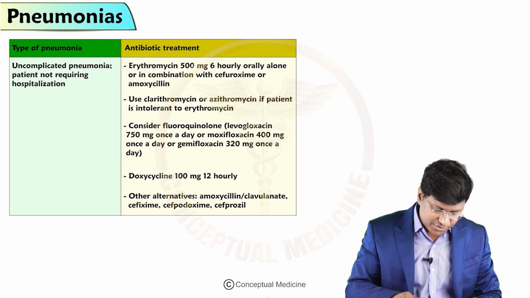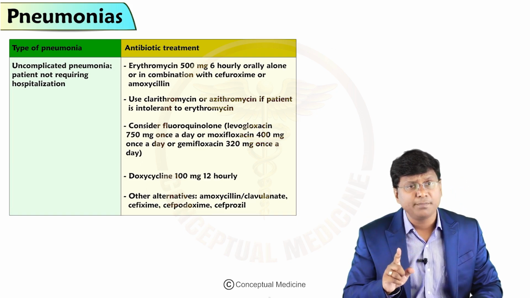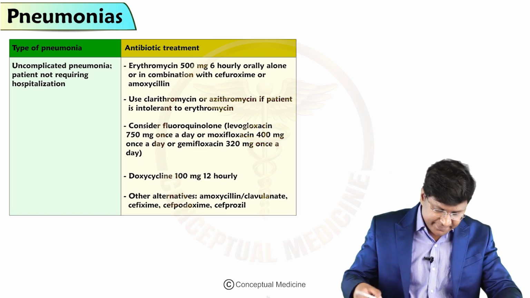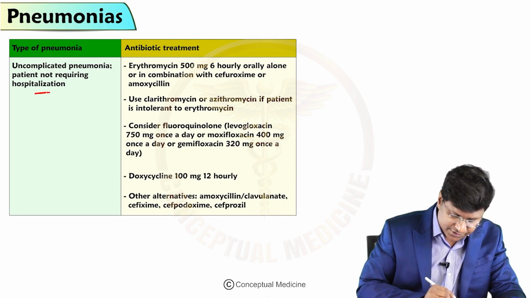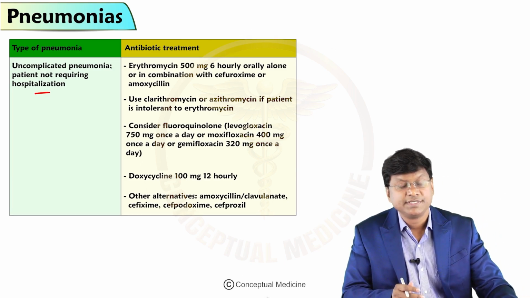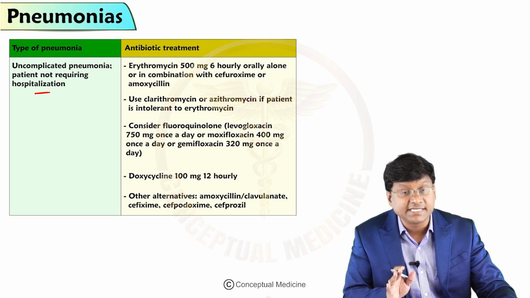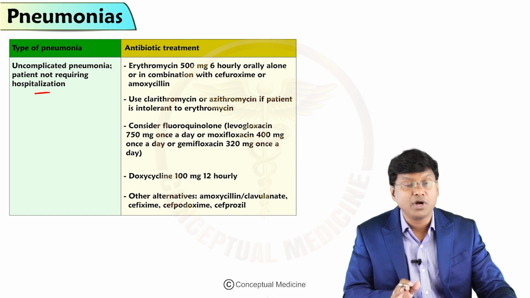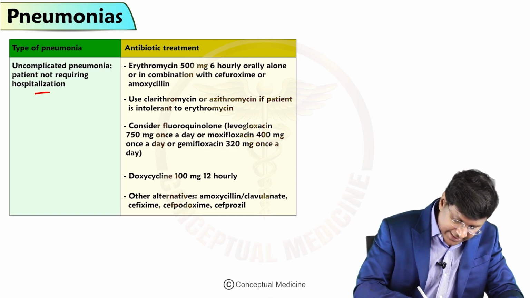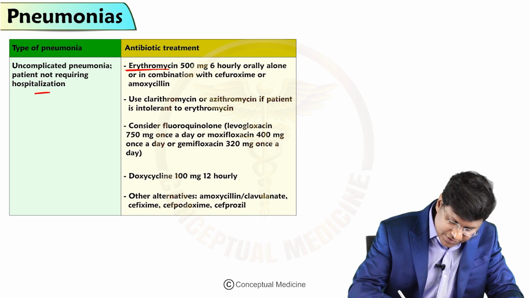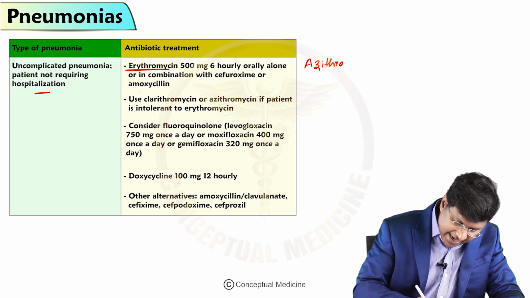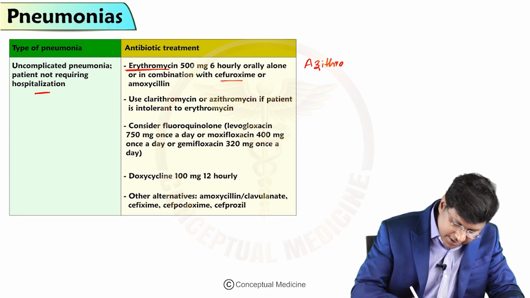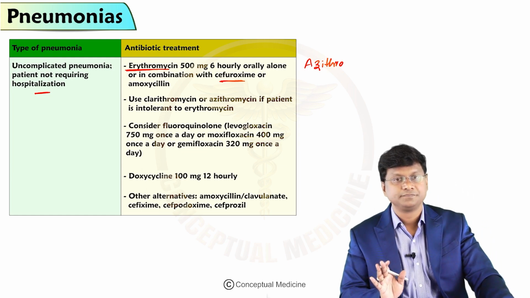For example, you see here in uncomplicated pneumonias, where the patient is not requiring hospitalization, in such a case the drug that can be given is azithromycin, or you can give amoxicillin, right? No more is erythromycin being used as a first line, you can use azithromycin, or amoxicillin, or cefuroxime can be used.